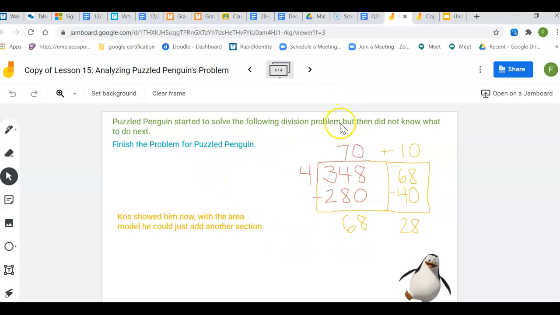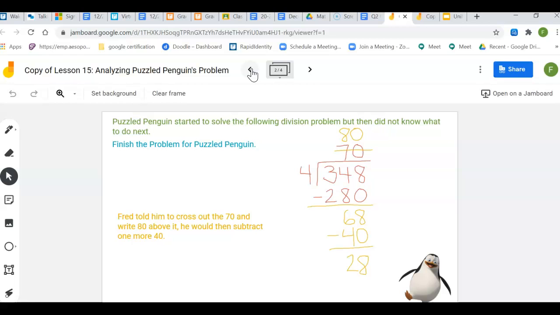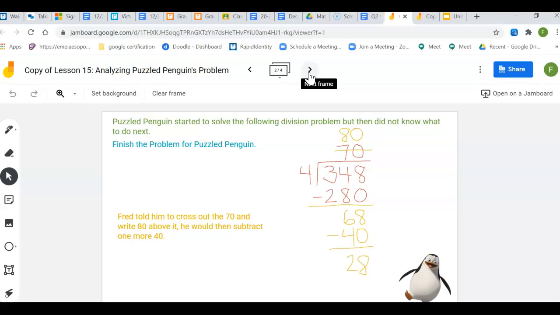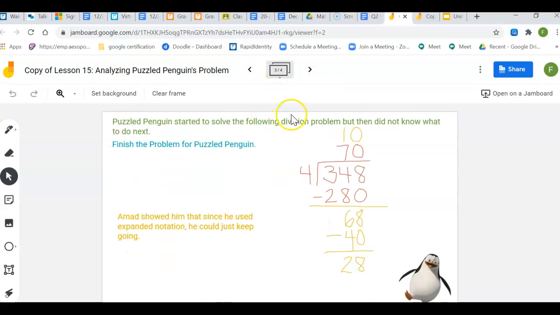All right, so we're going to compare what they have suggested to what you have already done. So go ahead and compare. You can flip through these on yours. Compare the suggestions that have been made by Jacob and Fred and Chris and Ahmad, and compare them to what your suggestion was as far as the puzzled penguin finishing out the problem.